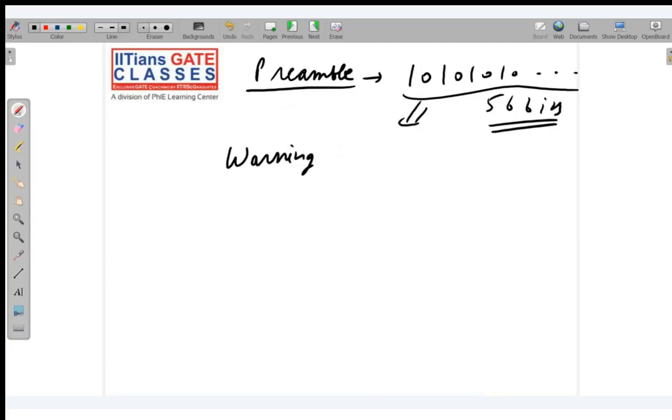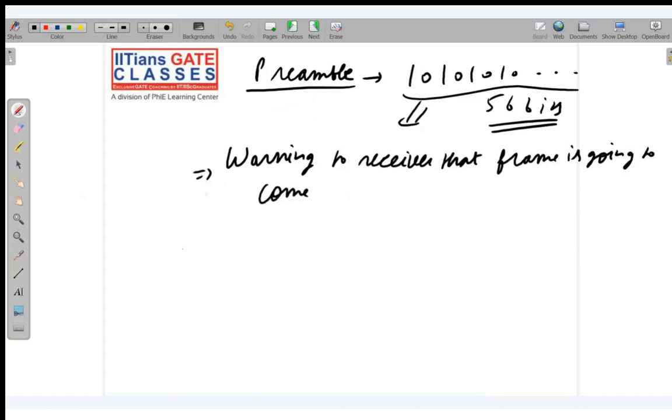So the warning to the receiver is that a frame is going to come. What is the basic use? Warning. Why are we warning? So that it gets synchronized, it gets ready. So it is used for synchronization purposes.